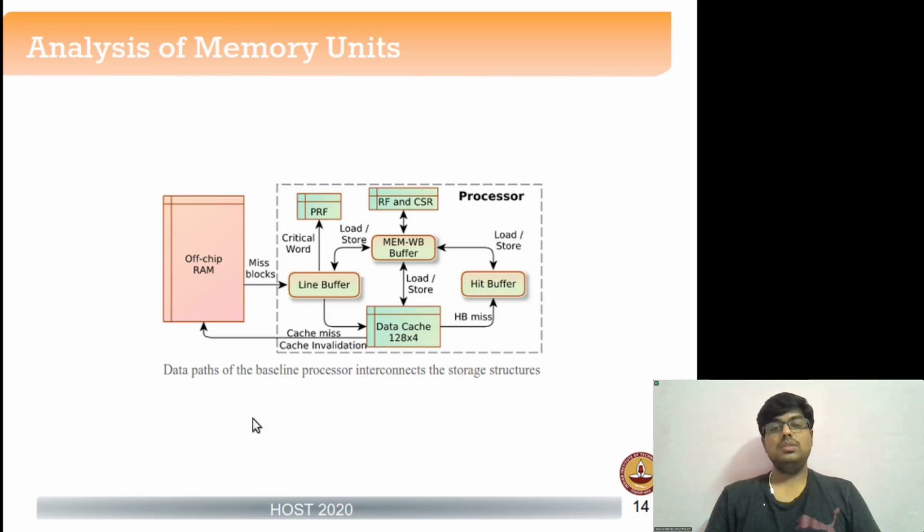So this is how the memory modules and register files are interconnected in the data paths of our reference platform. When the data block is fetched from off-chip RAM by the cache controller, it gets stored in the line buffer. Then the critical words are forwarded to the physical register file while placing it in the data cache. So the data path of our baseline processor interconnects all of these memory modules and register files.